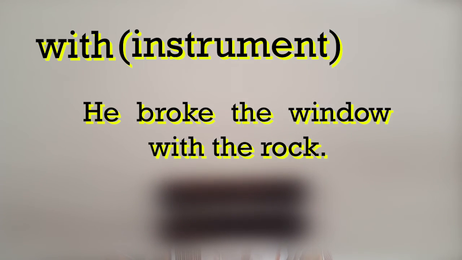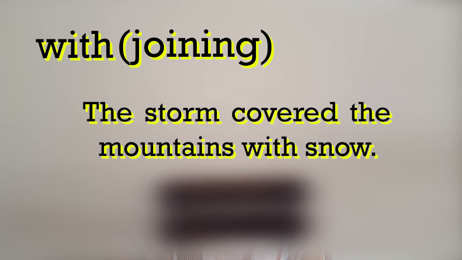With, instrument, is the device used. He broke the window with a rock. With, comitative, means accompaniment. I went to town with Jack. With, joining, means to join together. The storm covered the mountains with snow.